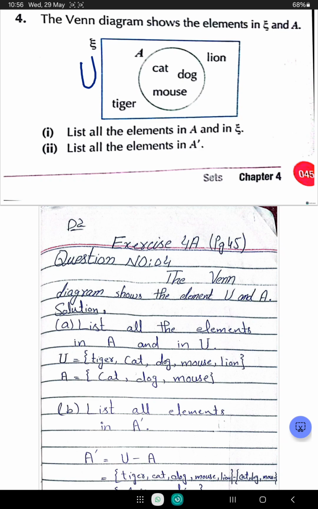All the elements are present in the universal set, but in set A we write only these elements. There are 3 elements, which are cat, dog and mouse.